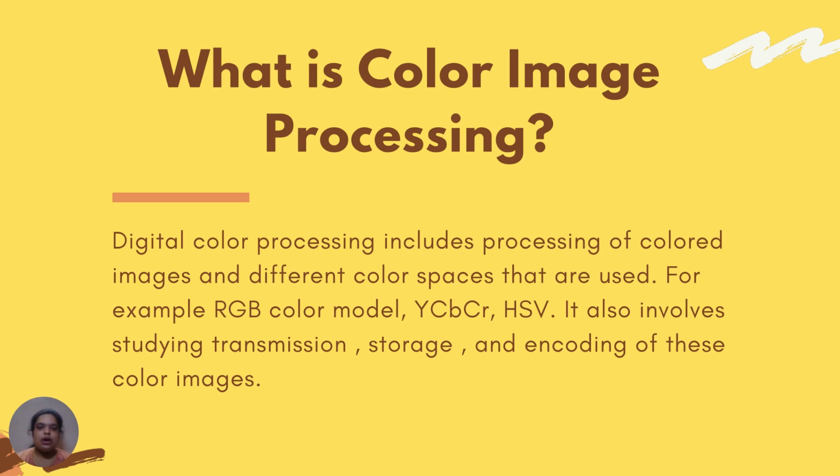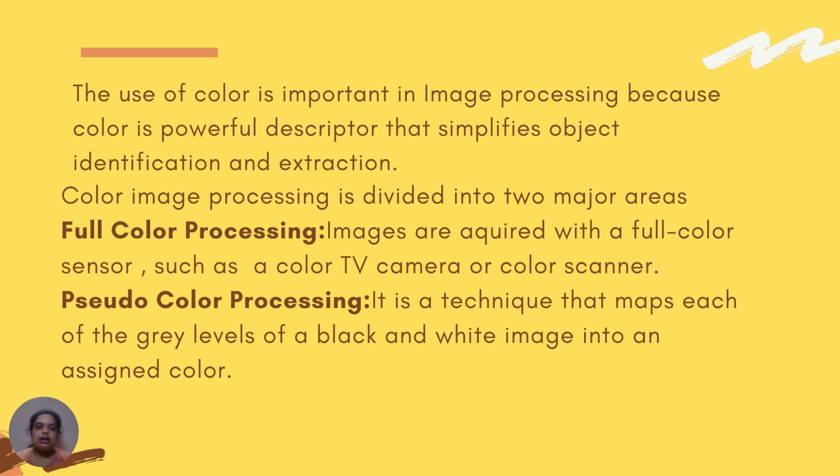First of all, let us see what color image processing is. Digital color processing includes processing of colored images and the different color spaces that are used, for example, the RGB color model, YCbCr, and HSV. It also involves studying transmission, storage, and encoding of these color images. The use of color is important in image processing because color is a powerful descriptor that simplifies object identification and extraction. Color image processing is divided into two major areas.